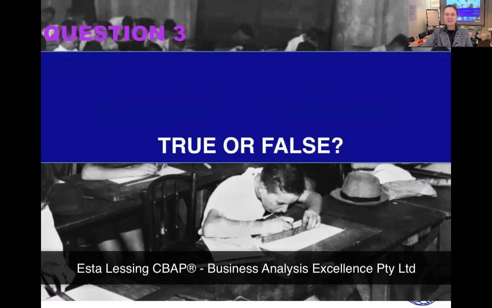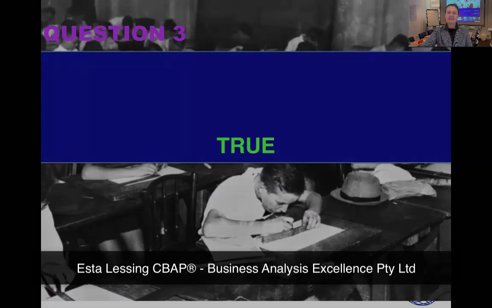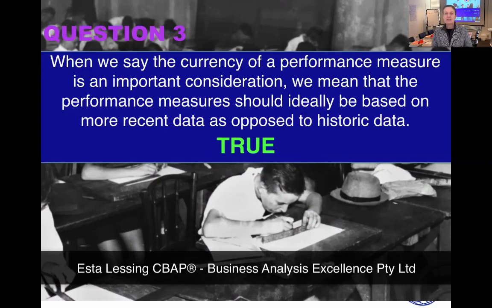Okay, so question 3. When we say the currency of a performance measure is an important consideration, we mean that the performance measure should ideally be based on more recent data as opposed to historic data. Is that true or false? 3, 2, 1. True. So we certainly have discussed this particular attribute where we would like the data to be as recent as possible.